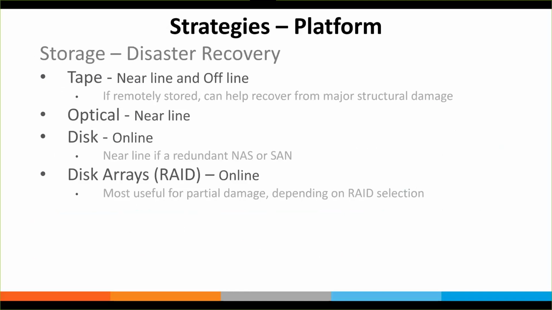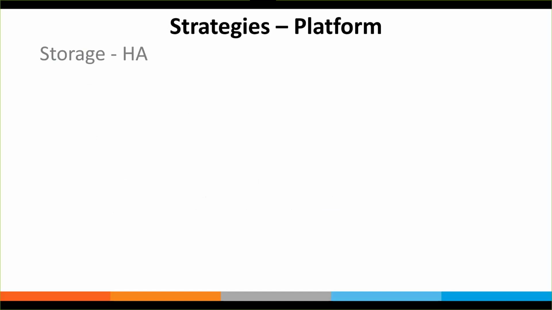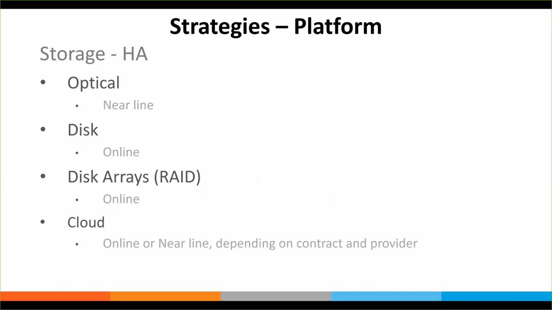RAID disks are online. If you've got partial damage, depending on the RAID selection, if you're using parity, it can be used if one disk goes bad in the RAID, you can still get your recovery back. Cloud, depending on your provider, can be nearline, online, or offline. High availability, optical, nearline. Disk, online. RAID, online. Cloud, again. For high availability, that can be on or nearline, again, depending on your contract and the provider.